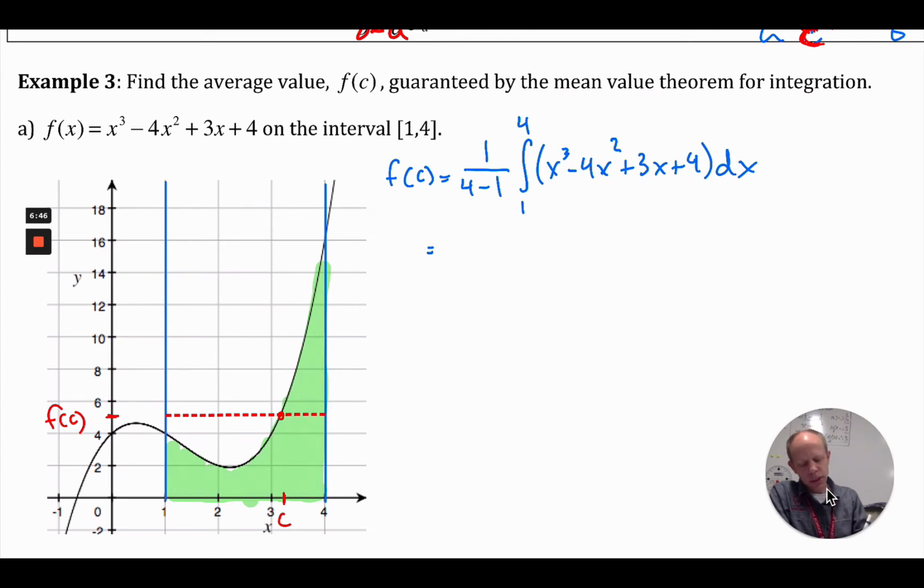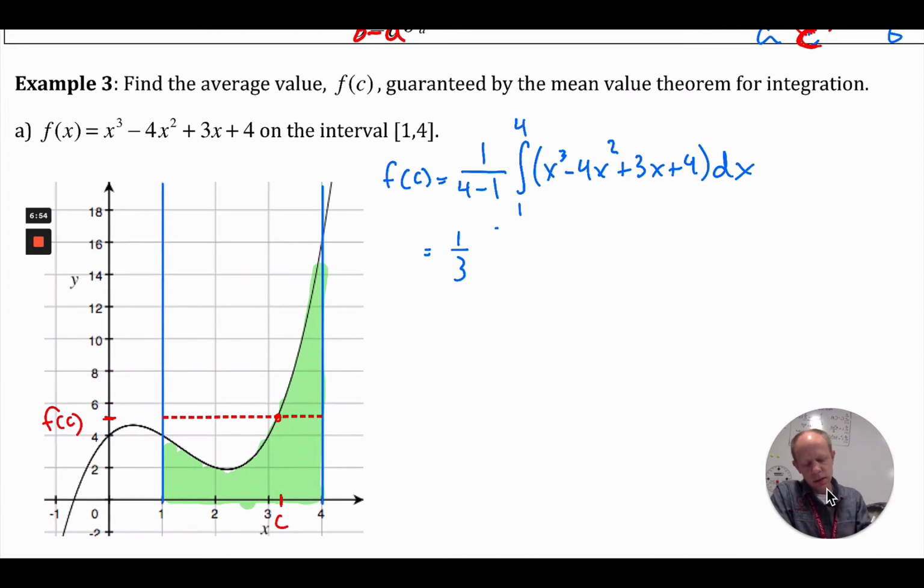So as we solve this, we can get 1 over 3. And then we need to take the definite integral, which we can do using the fundamental theorem of calculus. So we're going to go ahead and use the square bracket and now find the antiderivative. So x cubed will become x to the 4th over 4. And then minus 4 x squared becomes x cubed over 3 plus 3 x will become x squared over 2. And then 4 will become 4x. Now, fundamental theorem says we're going to evaluate this from 1 to 4.